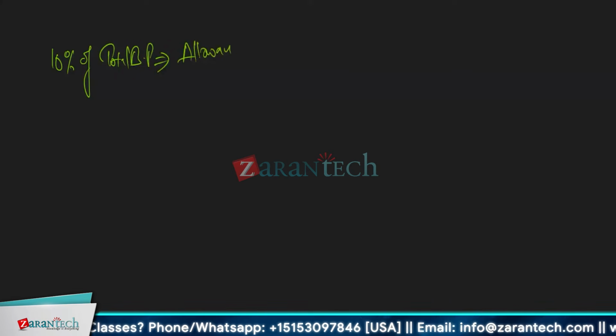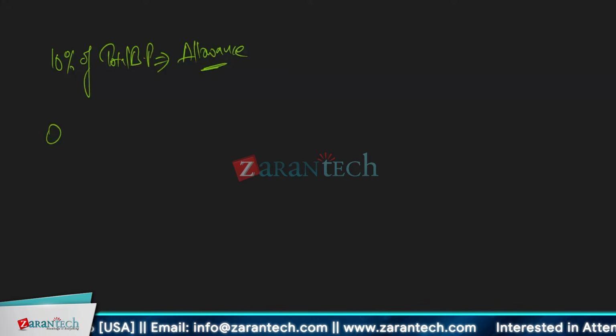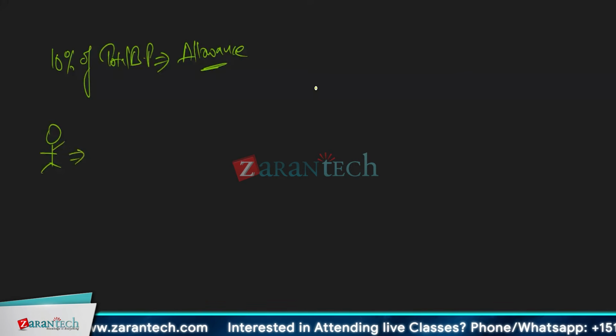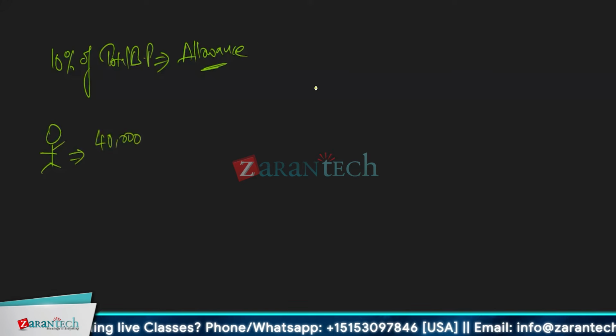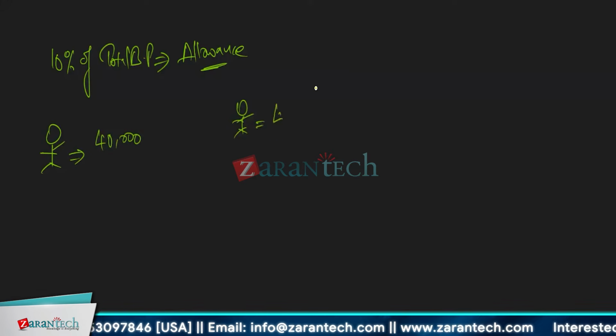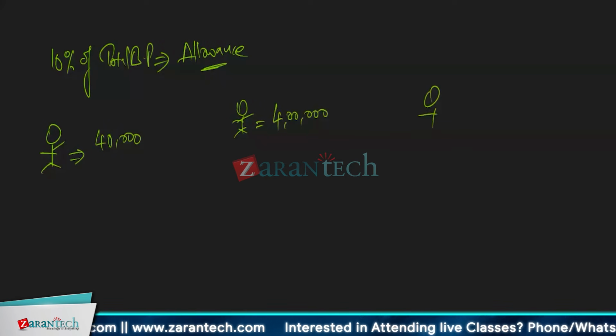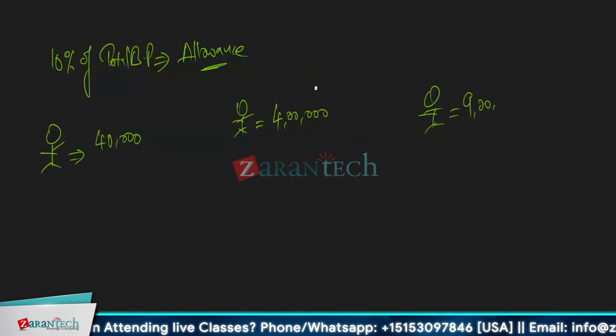Okay. Now, if you consider, there might be people with different salary levels. So a person who is earning a total base pay of 40,000, there is another person who is earning a total base pay of 4 lakhs. There might be some other person who is earning a total base pay of, let's say, 9 lakhs in a company.